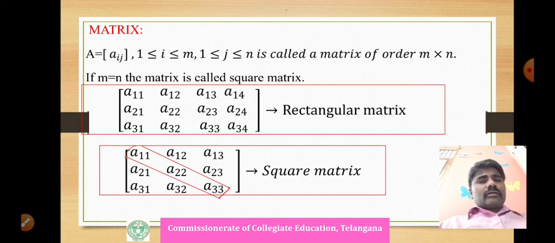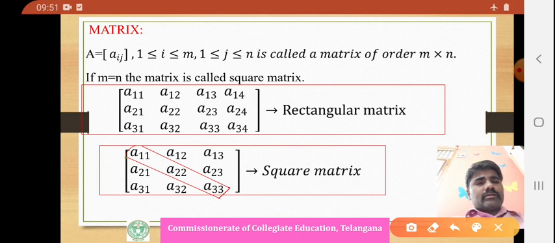The elements in the place of A11, A22, A33 are known as the principal diagonal of the matrix. That is the principal diagonal of the matrix.